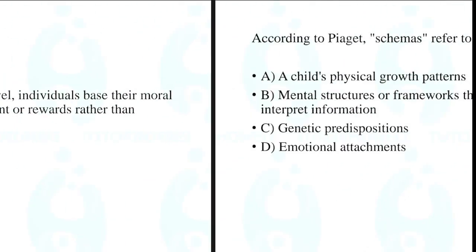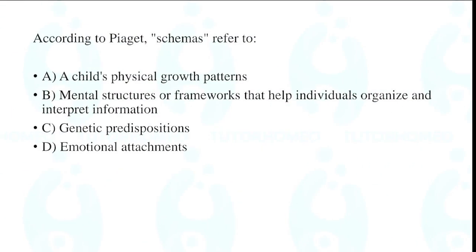The next question is, according to Piaget, schemas refer to what? Is it a child's physical growth pattern, mental structures or frameworks that help individuals organize and interpret information, or genetic predispositions and emotional attachment? See, schemas are the cognitive framework, and these help individuals categorize and make sense of their experiences. So the answer over here is mental structures or frameworks that help individuals organize and interpret information. Answer is B.